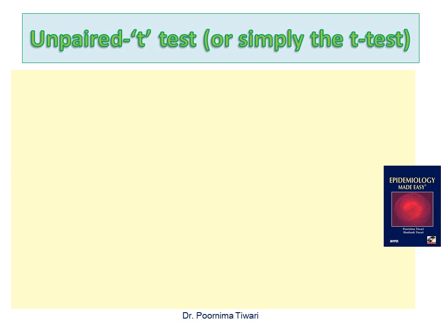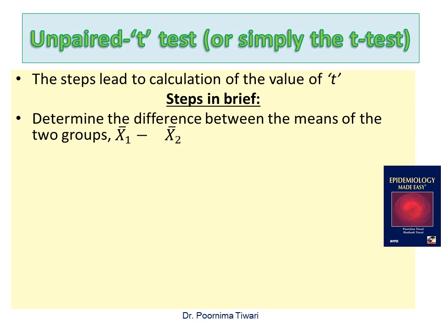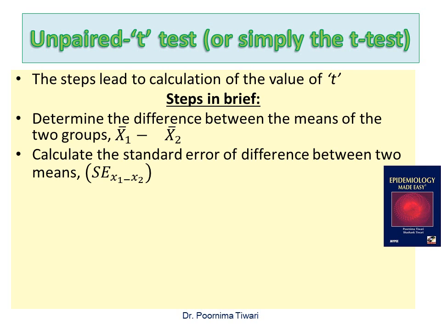The third test is the unpaired t-test, or commonly called the t-test. The steps of this test lead to the calculation of the value of t. Steps in brief: determine the difference between the means of the two groups, that is mean 1 minus mean 2. Calculate the standard error of difference between two means for the given groups. The steps for calculation of this standard error will be discussed in the individual lecture on this test.